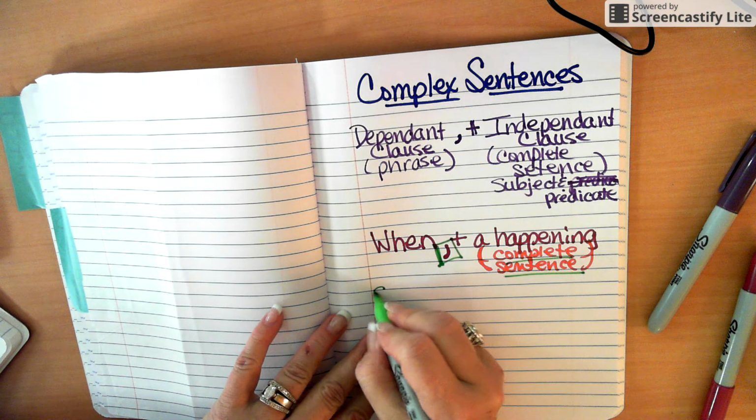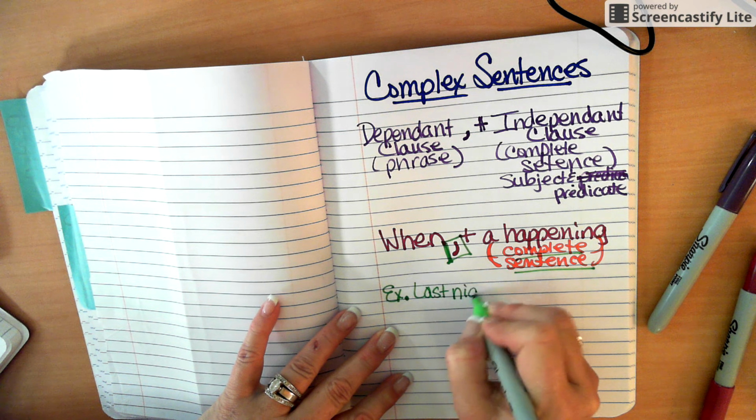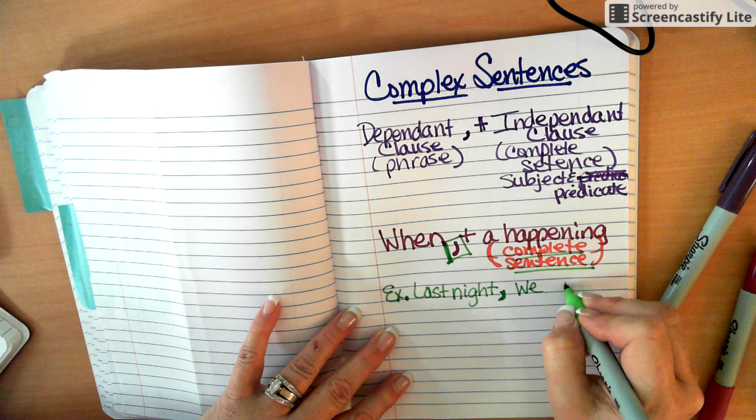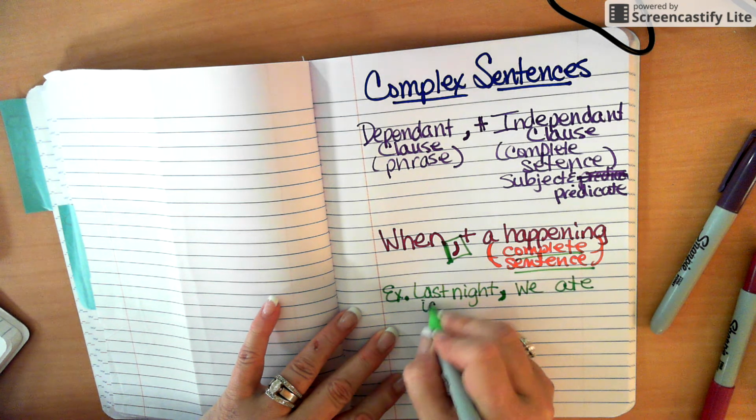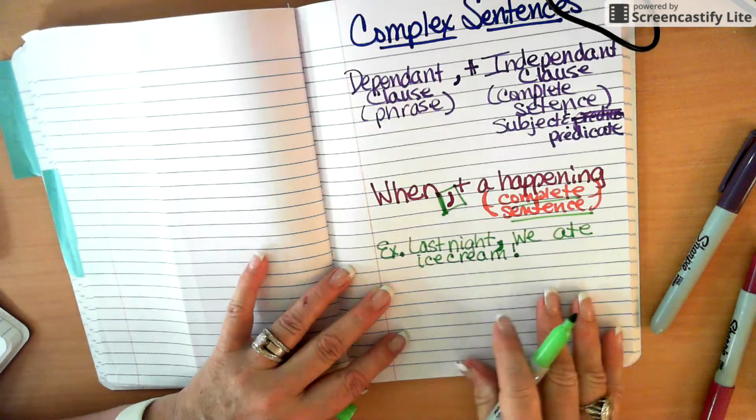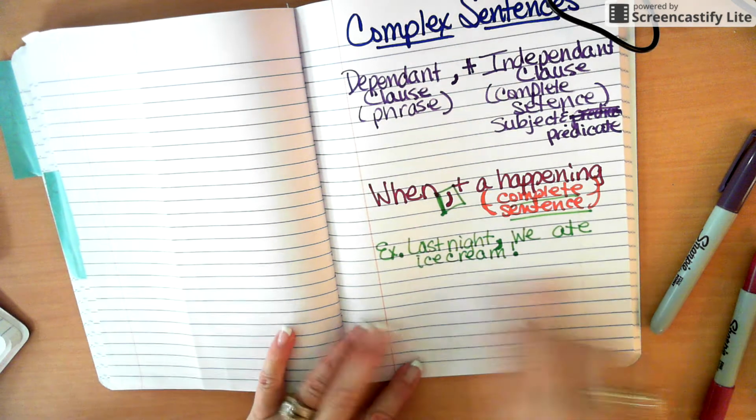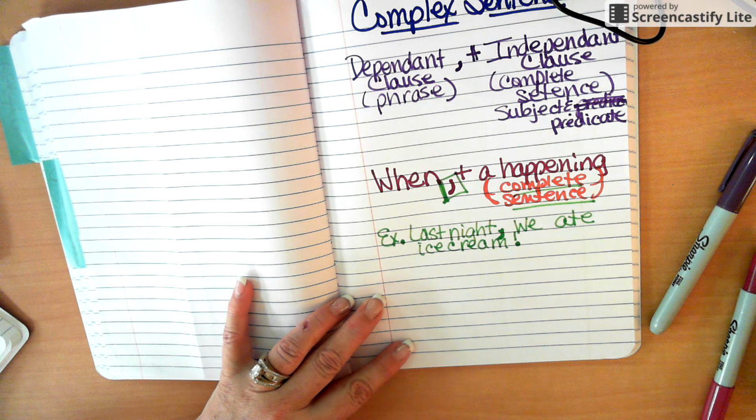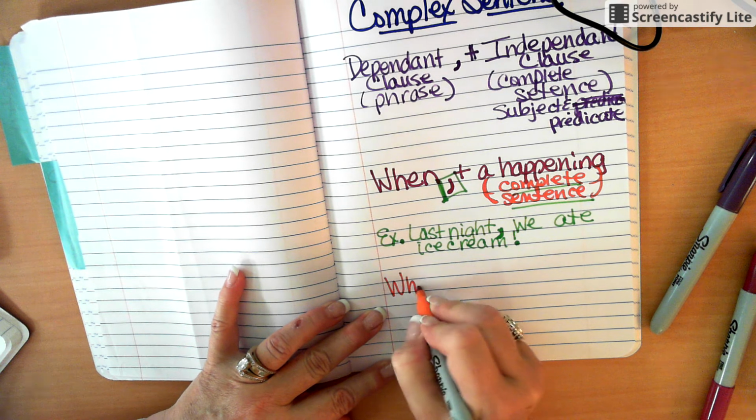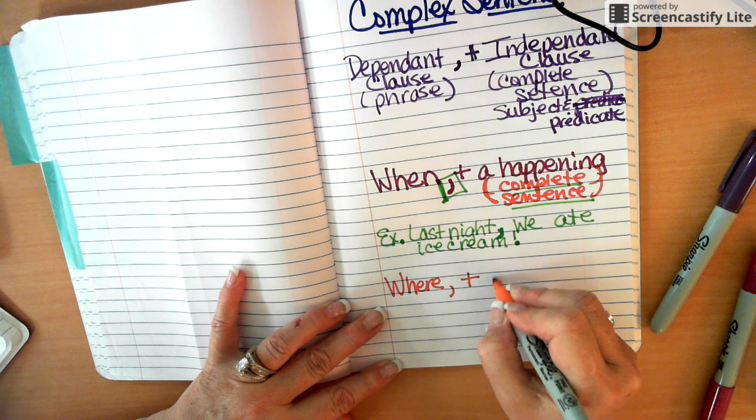All right, here's an example. Last night, comma, we ate ice cream. Exclamation point. So last night, comma, we ate ice cream. There's an example of when plus a happening. All right, the next type is a where, comma, plus a happening.